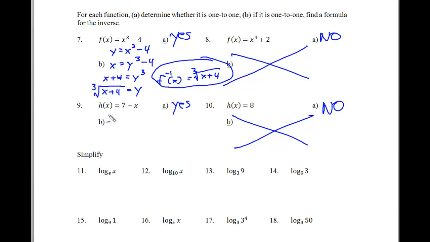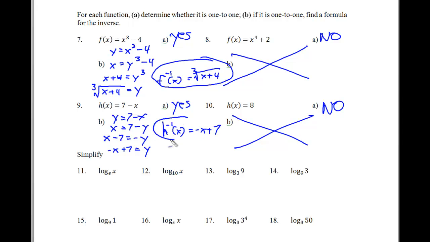Okay, now number 9 is going to be just kind of like it was before, so let's take my h and let's write it y equals 7 minus x. Switch the x and y around, and then solve for y. So we subtract 7 from both sides, and then divide by -1. If we divide by -1, what we get is -x plus 7, which is the same thing as this up here, so the inverse in itself looks exactly the same. So my final answer is the inverse of h is -x plus 7, which, kind of coincidentally, is the same as this, because the inverse is a reflection and it actually reflects onto itself.